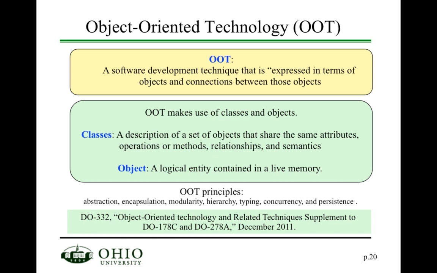In other words, you're looking at the problem at hand and you break it down into things, into objects that can perform particular tasks and have particular properties or attributes. And of course, you're going to let these objects interact and communicate with each other. So OOT makes use of both classes and objects, wherein the class is a description of the object, tells you what attributes it has, what operations or methods it has, and what kind of relationship it may have with other objects. So an object is really just an instantiation of a class.